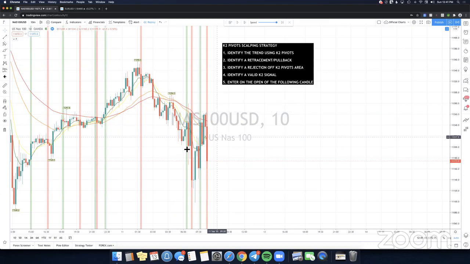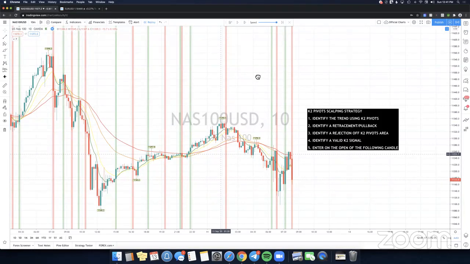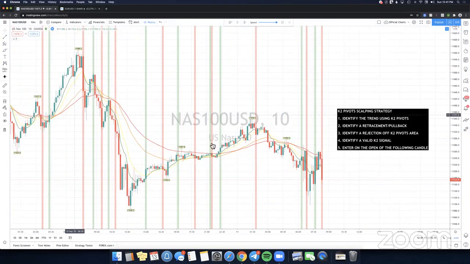When price is above it, it's trending up. Price is below, trending down. Price is above it, trending up. So right here, we've identified a downtrend. So requirement 1 has been met.